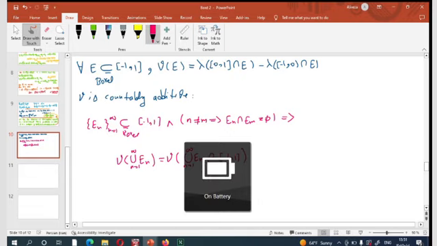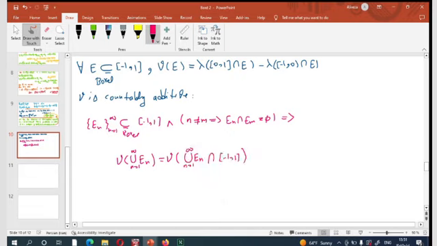Now, we can write this equal to this union intersected with these two, zero one union minus 1 and 0, okay?